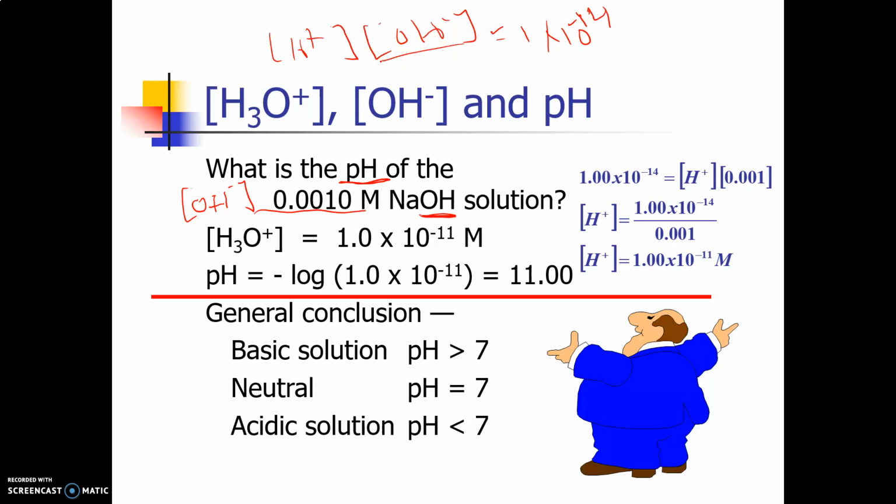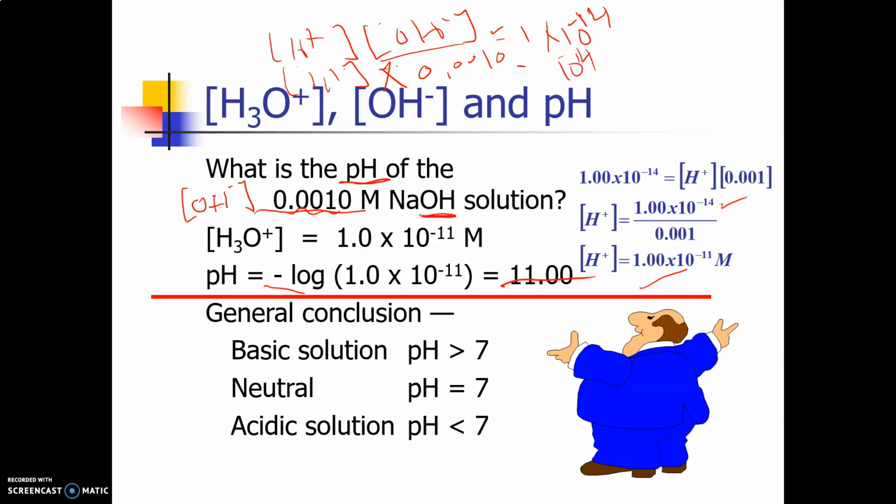So if you have that, hydrogen times 0.0010 equals 10 power of minus 14. So the concentration of hydrogen here equals 1 times 10 power of minus 14 divided by 0.001, which gives us the concentration of hydrogen. And then you take the minus logarithm, and this gives you 11.